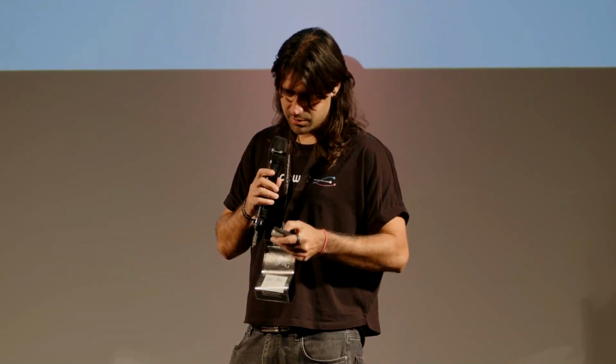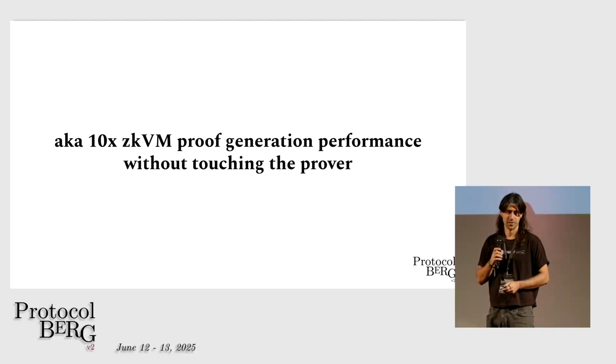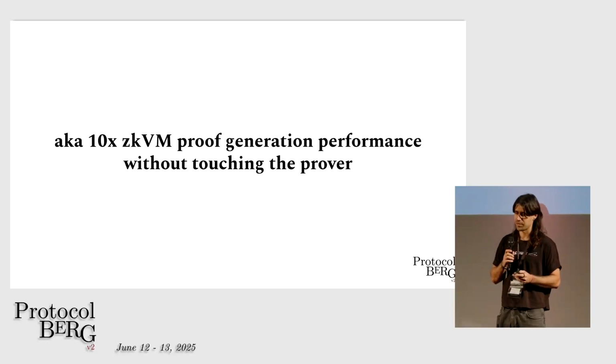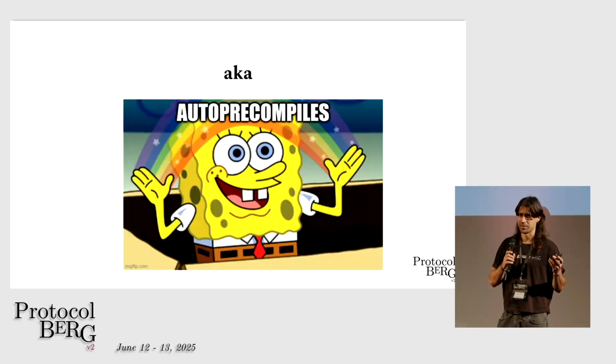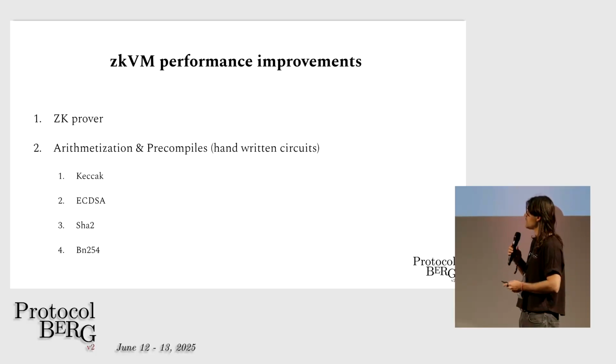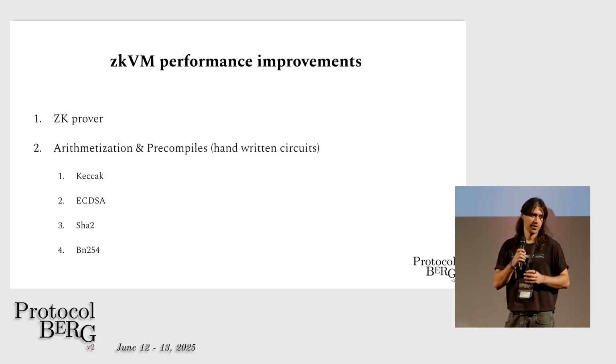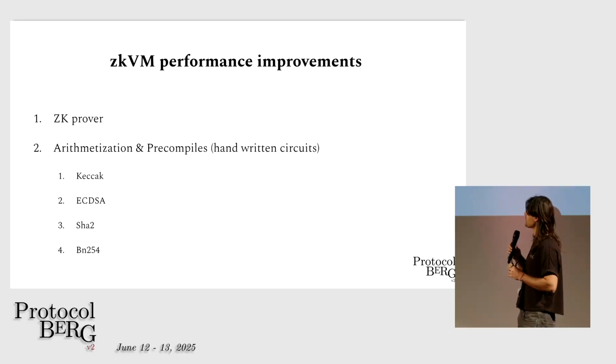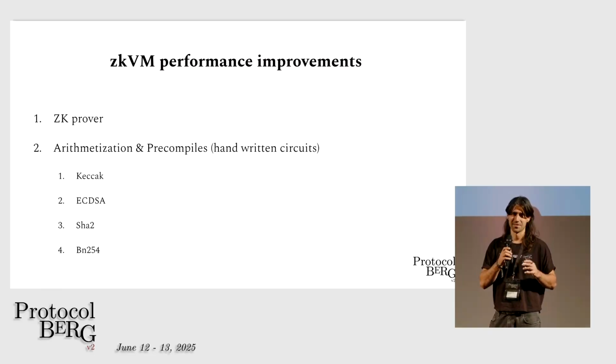Today I'm going to talk about compiler-based optimizations for zkVMs, also known as how to accelerate proof generation by 10x without touching the prover at all. Also known as auto precompiles, which is a word that I've been talking about nonstop recently. If you know how zkVMs work inside out, you'll probably understand most of the talk. But if you don't, I'll try to make it digestible somehow.